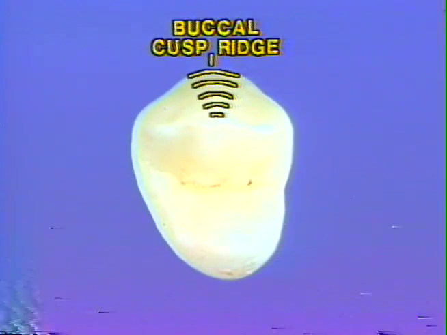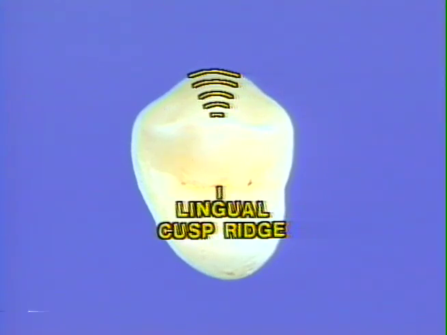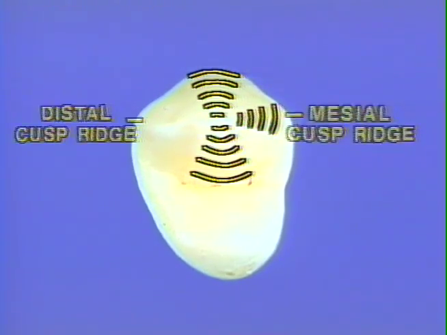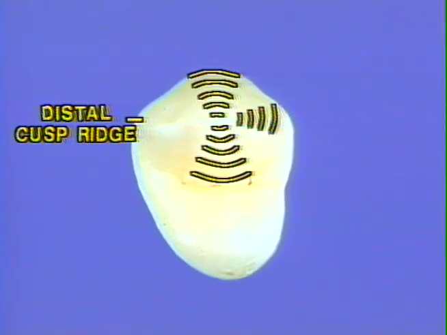This ridge extends from the cusp tip onto the buccal surface. The lingual cusp ridge, also termed the buccal triangular ridge, extends lingually from the buccal cusp tip to the developmental groove, which traverses mesiodistally on the occlusal surface. The mesial cusp ridge extends mesially from the cusp tip to the mesio-occlusal angle. The distal cusp ridge extends distally from the cusp tip to the disto-occlusal angle.